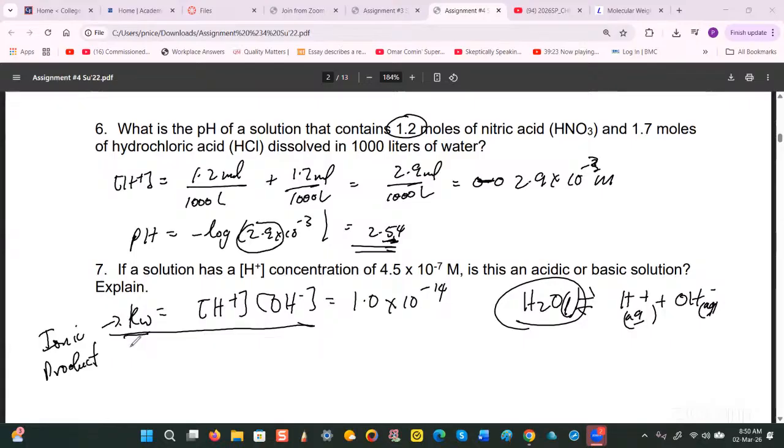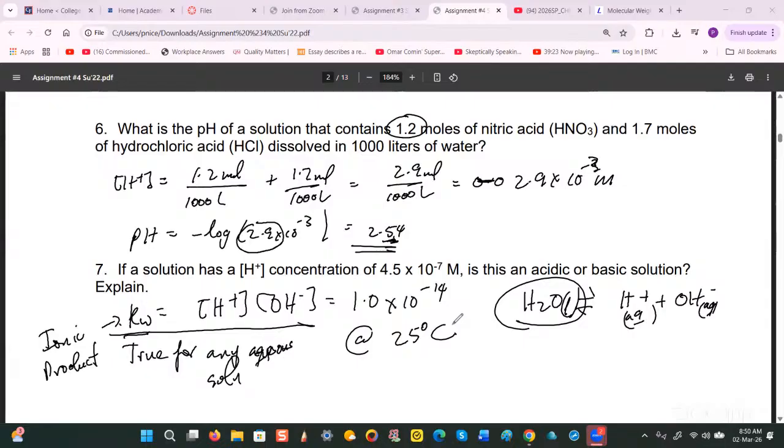Now, this is true for any aqueous solution. So it doesn't matter what is in the solution, right? The product of the concentration of H plus and OH minus is going to be equal to a constant value of 1.0 times 10 to the minus 14. And by the way, this is temperature dependent. In this case, the temperature is 25 degrees Celsius, right? So you'll find that the Kw value will change according to temperature. But for most intents and purposes, for example, for the calculations that we're going to do involving aqueous solutions, we can assume that the temperature is 25 degrees.